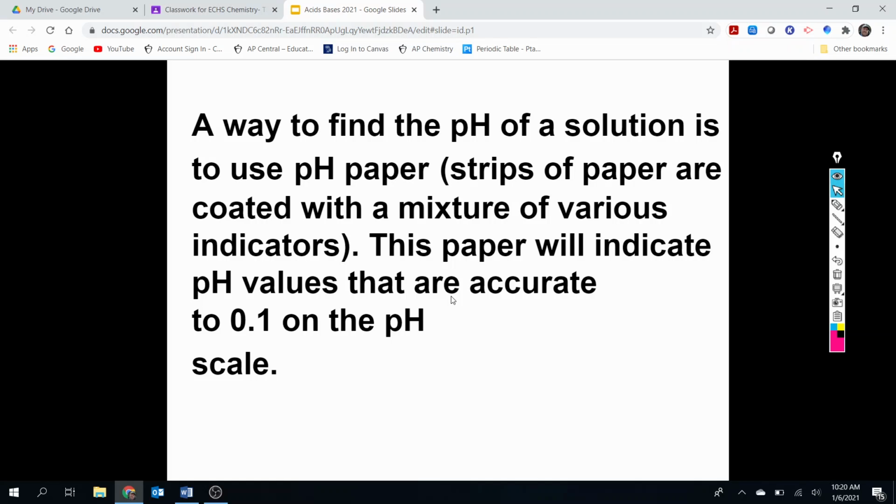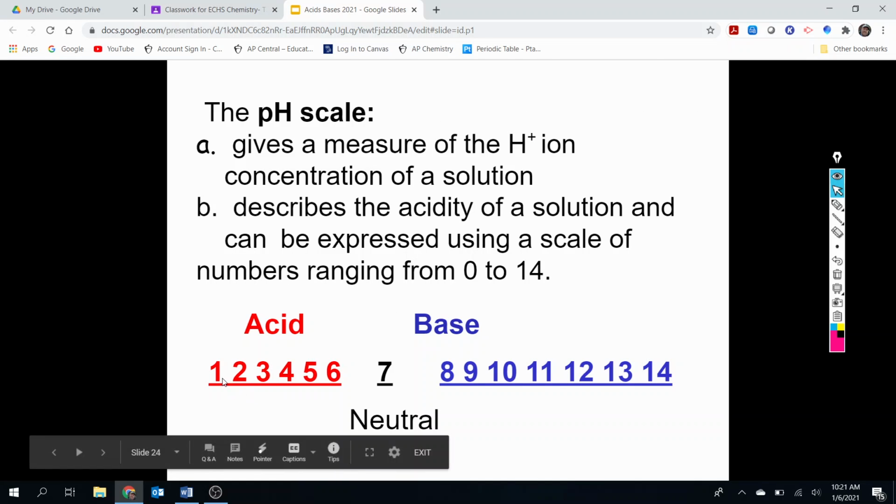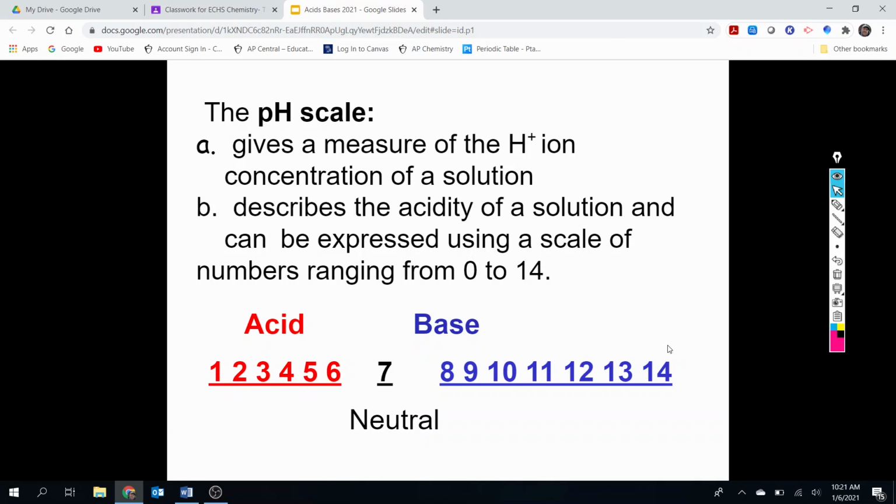All right, one great way to find the pH of a solution is to use pH paper, which is where you would take a little strip of paper and put it in the solution and then read the scale on the bottle. If it has a pH from 1 to 6, that is going to be an acid. 7 will be a neutral pH, and 8 through 14 will be a basic solution.